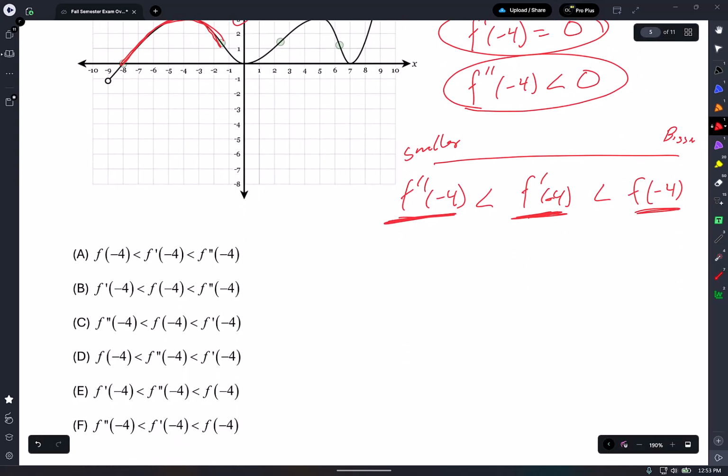So we look for that. Let's see, f double prime, f prime. So it looks like it's letter F.